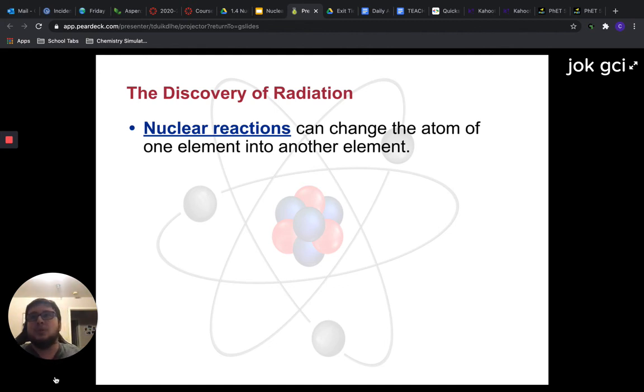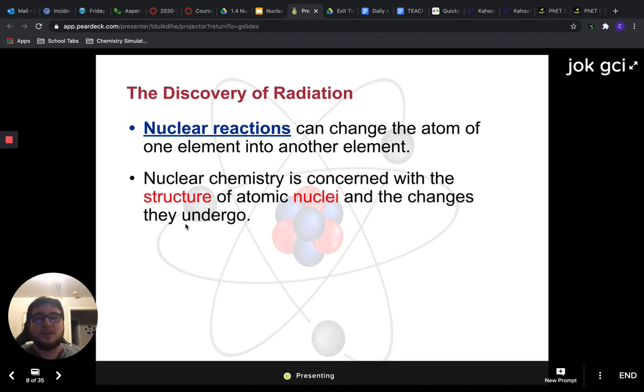And when I say nuclear reactions, I'm talking about reactions that happen within the nucleus of an atom. All right, so if I have something happening in the nucleus of an atom that changes the number of protons that I have, remember protons identify what element I'm talking about. So if I change the number of protons, I change the element. Okay, so nuclear reactions can do that.